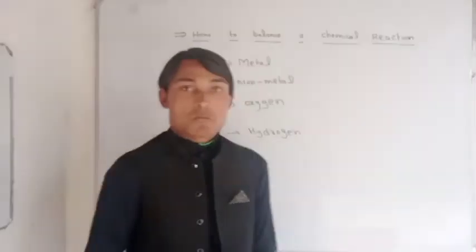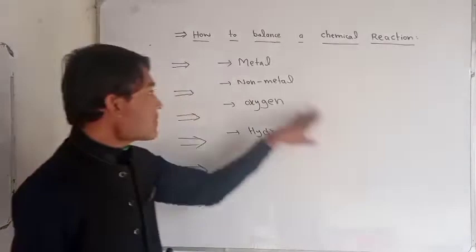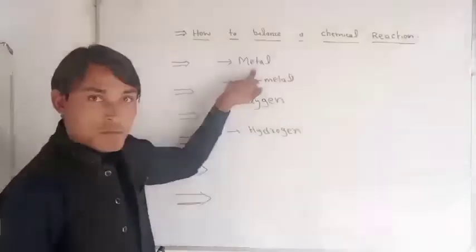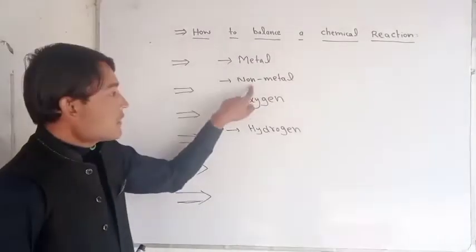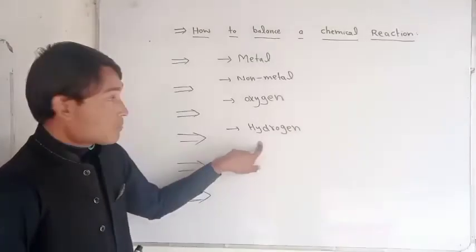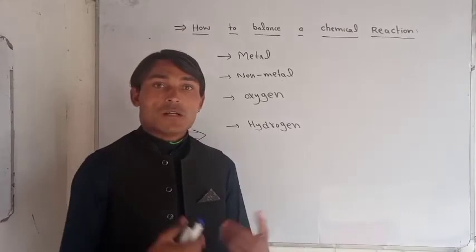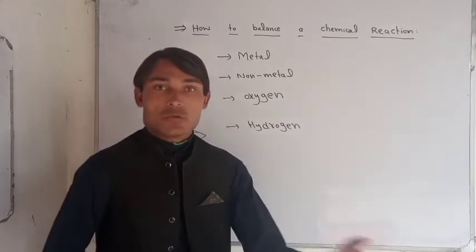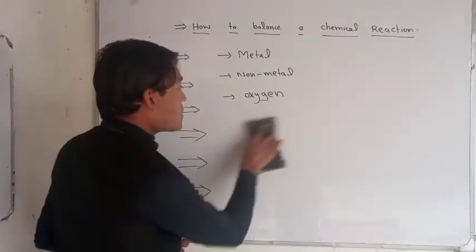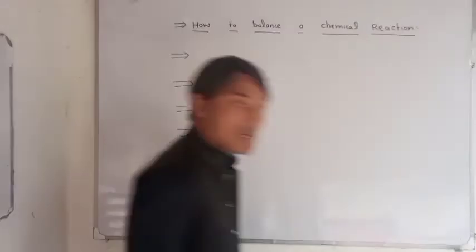These 4 steps will help you to balance any kind of chemical reaction. The first step is to balance metals, then non-metals, the third one is oxygen, and the fourth one is hydrogen. Now let's talk about this through reactions. First of all, I will choose a simple reaction, then later on I will go to the complex reactions. In this video I am going to discuss 8 chemical reactions, moving from simplest to complex.